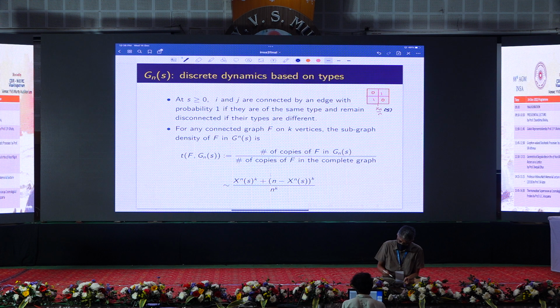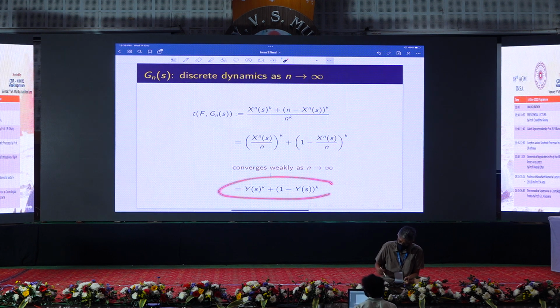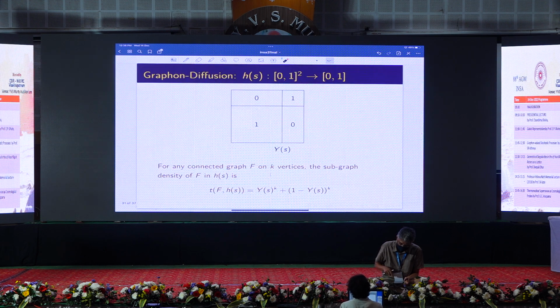If you do a simple calculation and look at the number of copies of F in the graph, it looks like x_n to the power k plus (n minus x_n) to the power k, because in each of these places I have a complete graph. This is the order of the graph. And now x_n will converge to the Wright-Fisher diffusion by our theory, in probability. So what I have shown you is that the limiting graphon looks like this, where x is doing a Wright-Fisher diffusion.